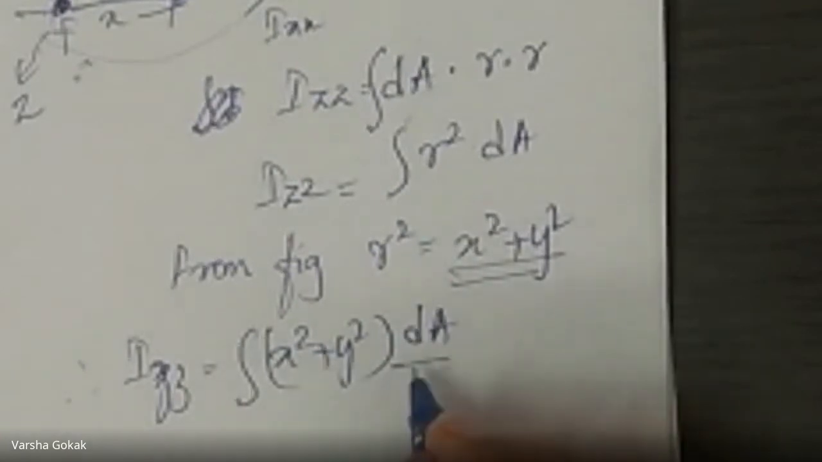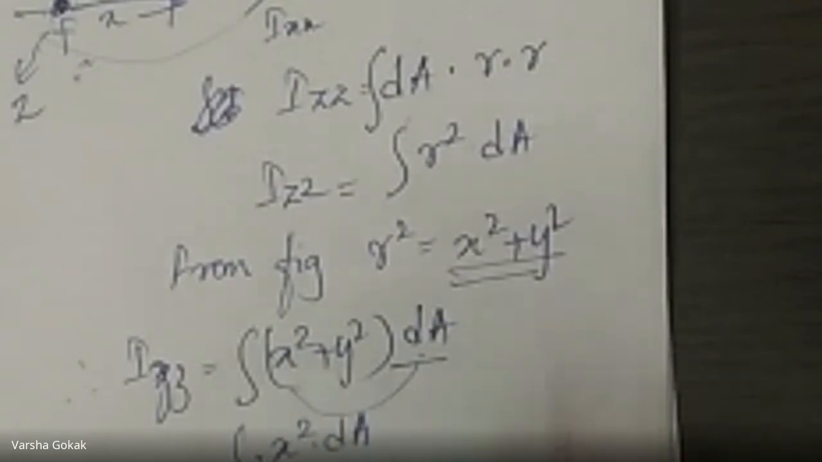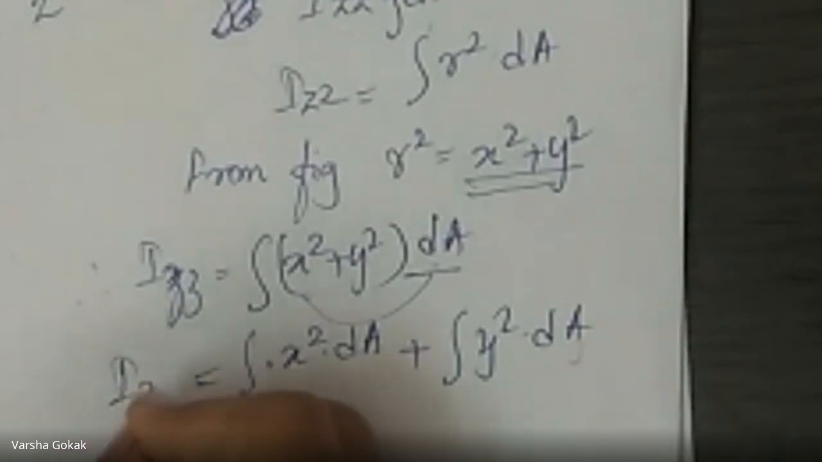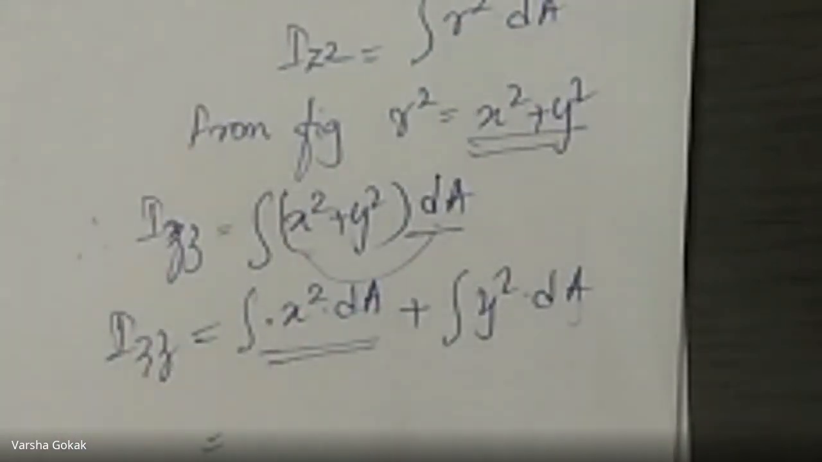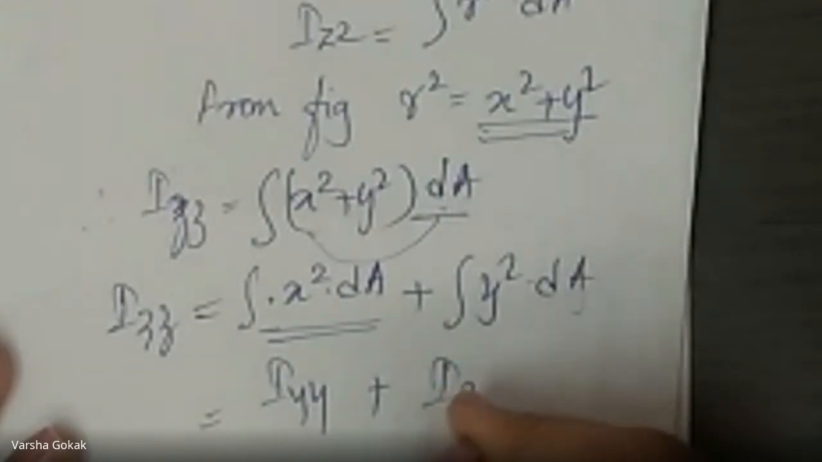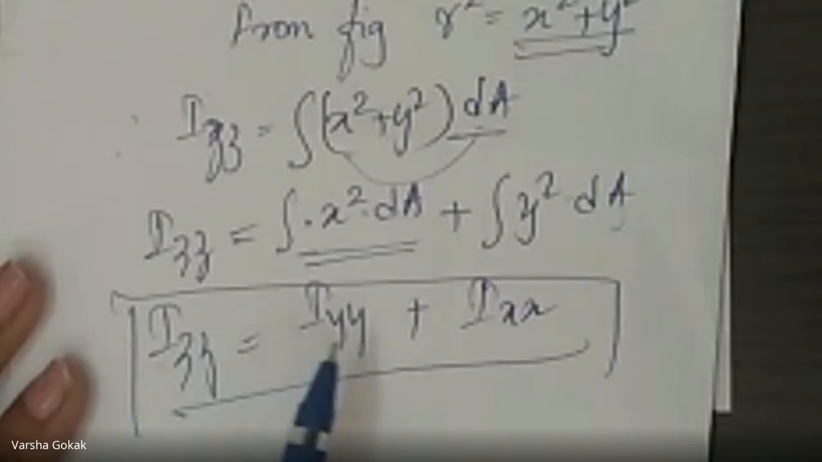This, let us open. dA into x square, dA into y square. So I'll have x square into dA, correct? Plus y square into dA. This is your Izz. What is x square dA? Iyy. So this is Iyy, and this is what? Ixx. So the proof is done. Simple it is. Perpendicular axis theorem: Izz is Ixx plus Iyy. This is the proof. Only so much.